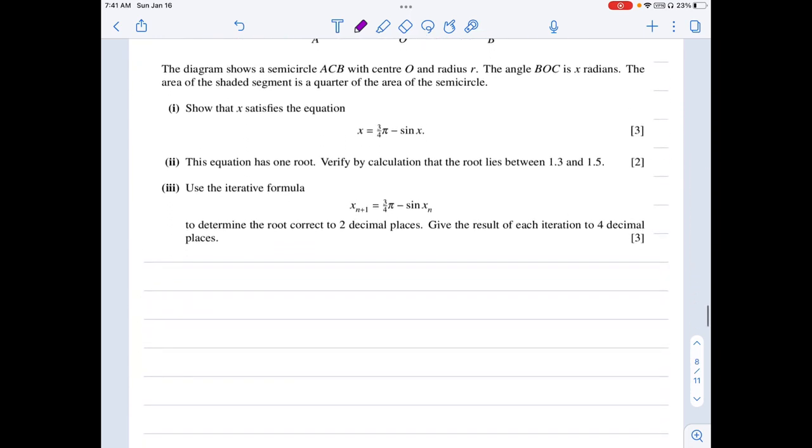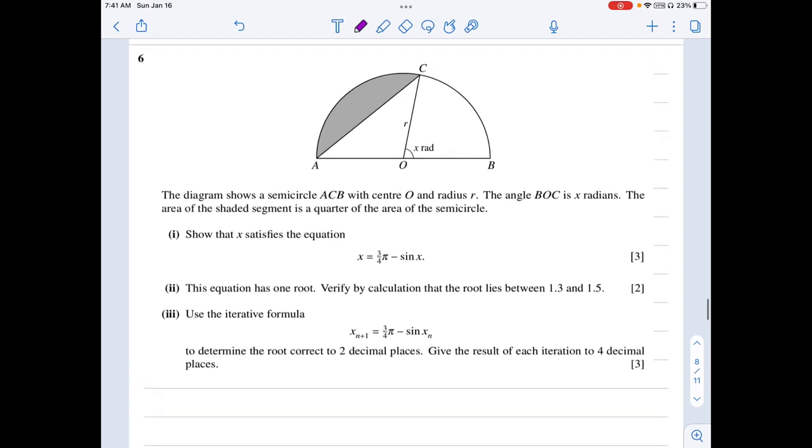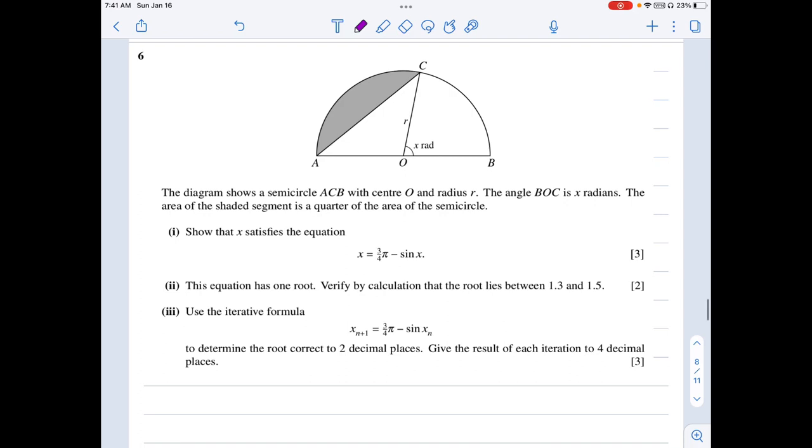Coming to question number 6. The diagram shows a semicircle ACB with a center O and radius R. The angle BOC is x radians. The area of the shaded segment is quarter the area of the semicircle. Show that x satisfies this one.